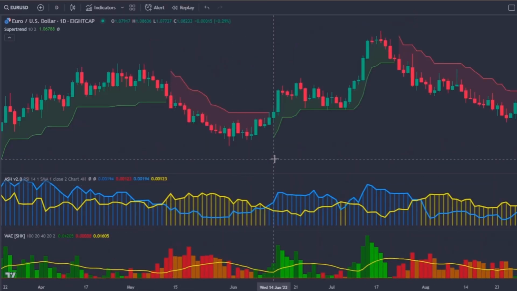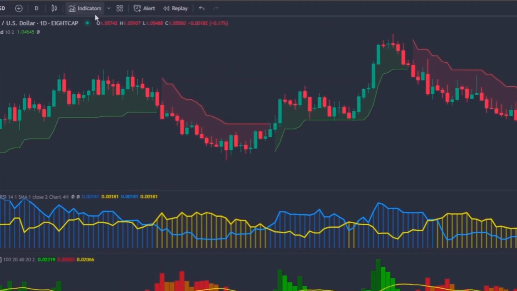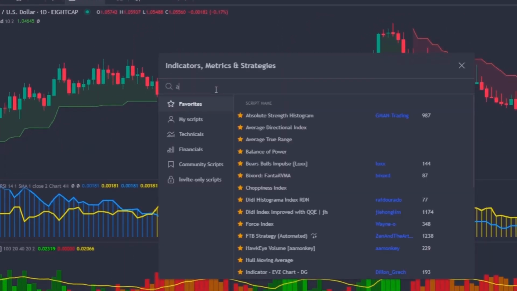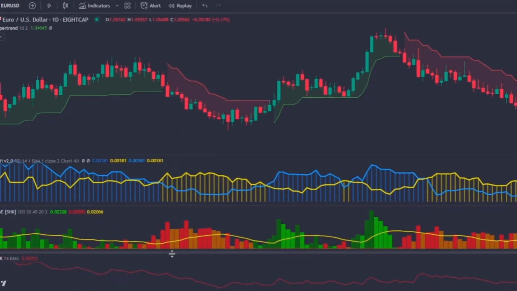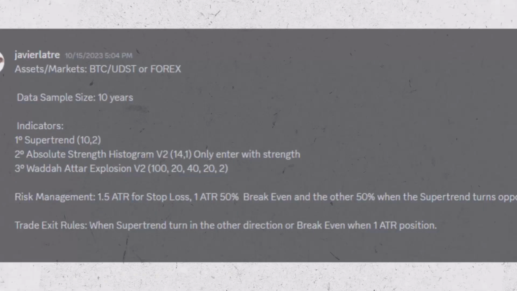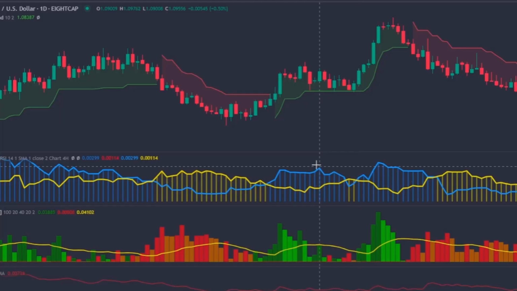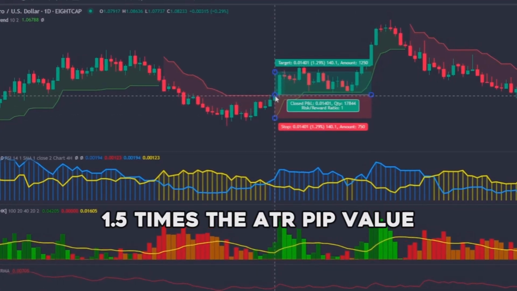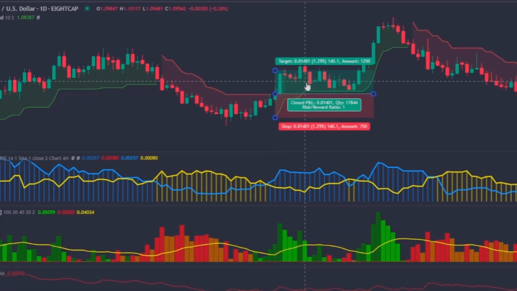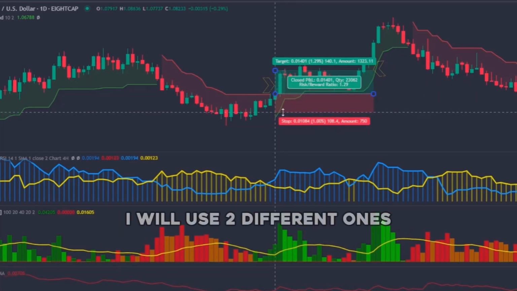Let's now head to the risk management, a crucial aspect of this strategy. We're using the average true range, the best indicator that exists for tailoring your stop losses to different market volatility. I will follow the request of my subscriber, and so I will use the formula 1.5 times the ATR pip value to calculate every stop loss. And for the take profits, I will use 2 different ones.